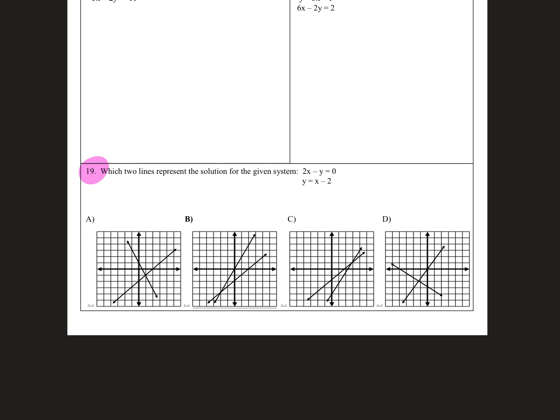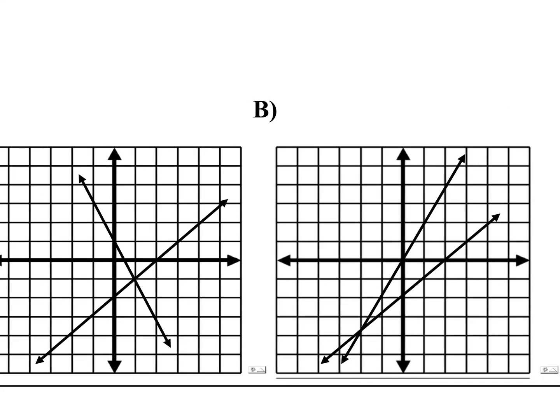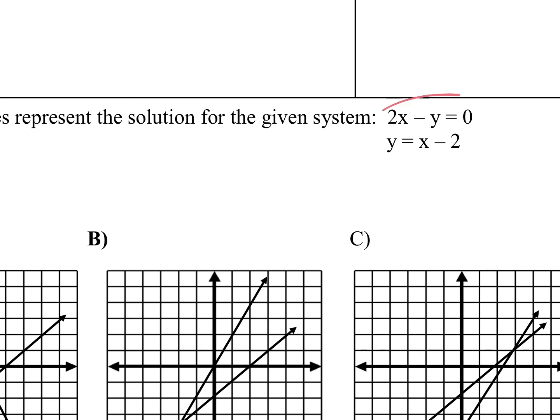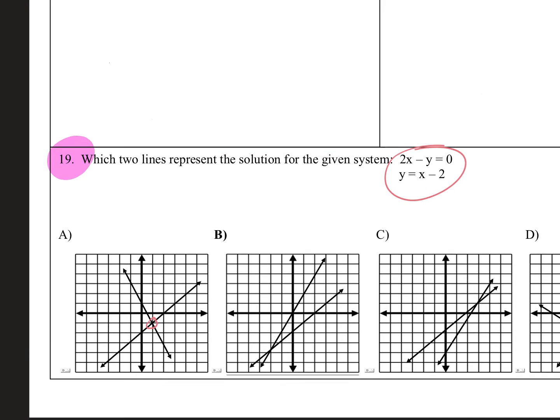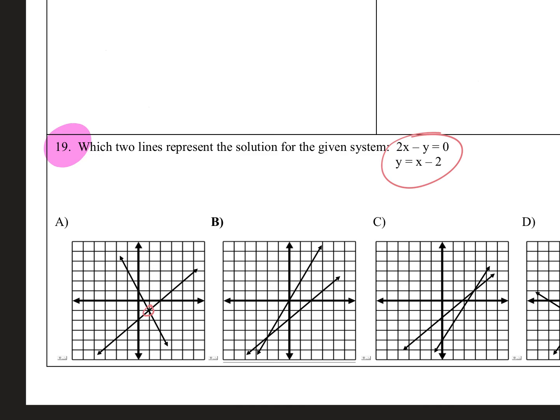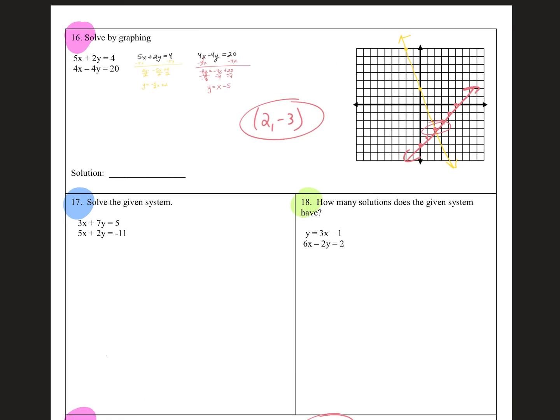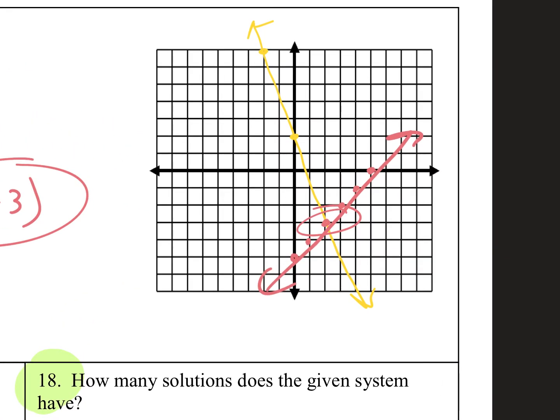You could also take these solution points. If you had no idea what to do, what is that point right there? -1, -1. Could you take -1, -1 and plug it into these two equations and see if it works? Yeah, you could work backwards, something like that. You could also put it into y equals mx plus b and then graph it if you wanted to. That's fine as well.